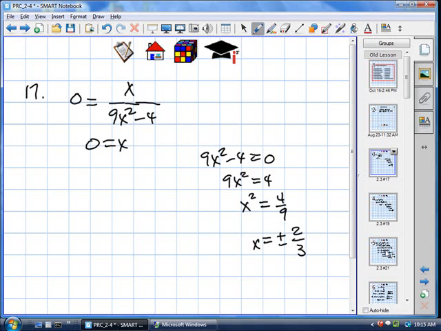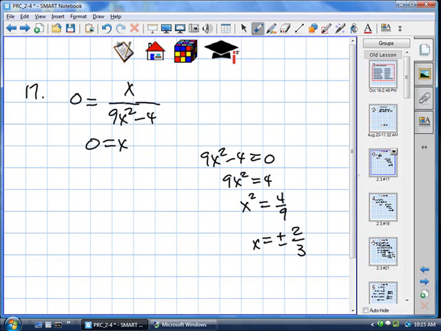Okay, I took that fraction and I set it equal to 0 because they asked us to find the zeros. Well, the first thing I recognized is, if the top of this thing was 0, then that would make the fraction 0, wouldn't it? In other words, if x was 0, then this would be a 0, and this would be a negative 4, and 0 over negative 4 is 0.